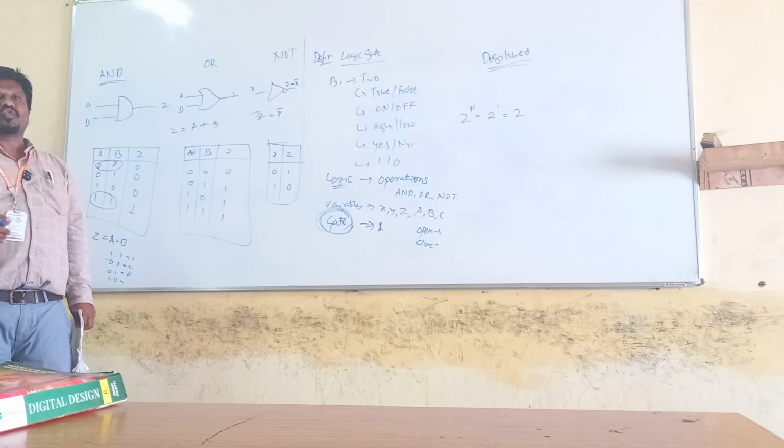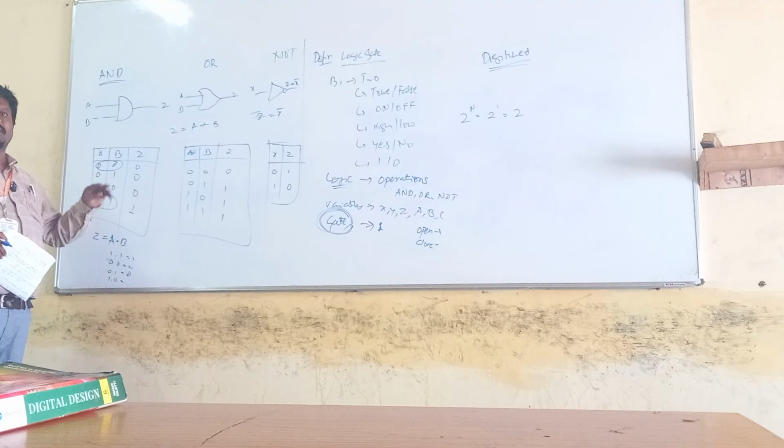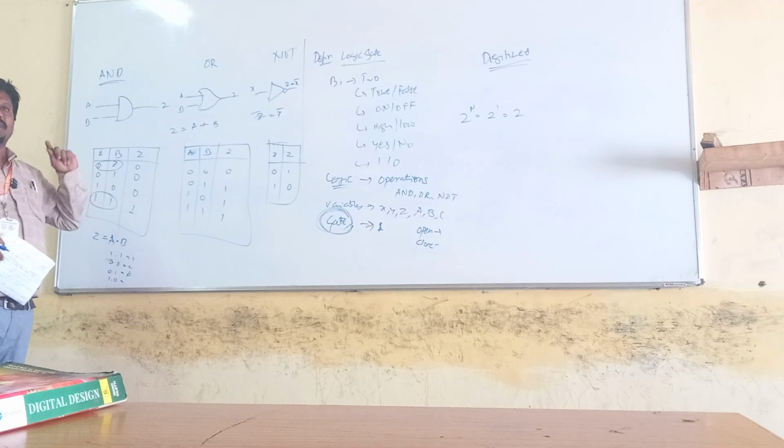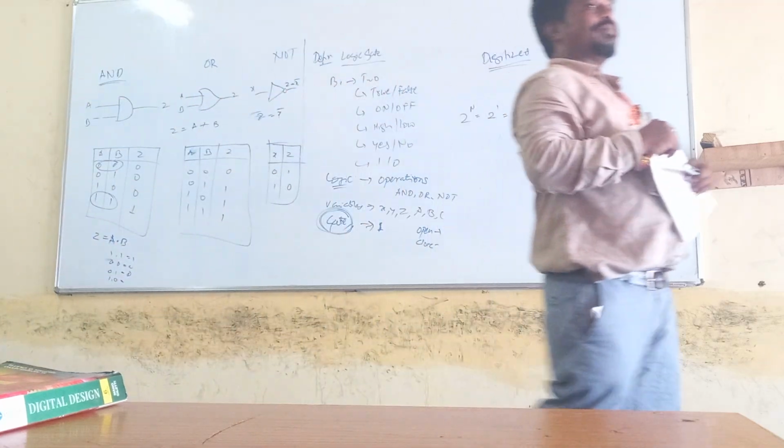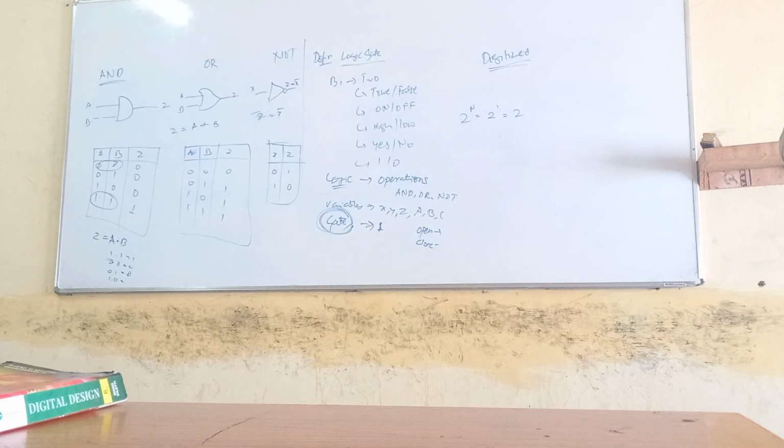You should remember these are the three main basic logic gates. Based upon these basic gates we will build many other logic gates, which we can call derived logic gates: NAND, NOR, XOR, XNOR gates. We'll take those in the coming classes, but remember these three are the basic logic gates.